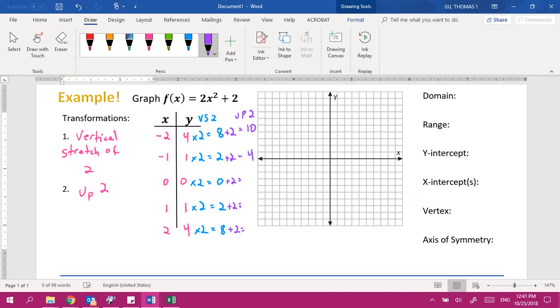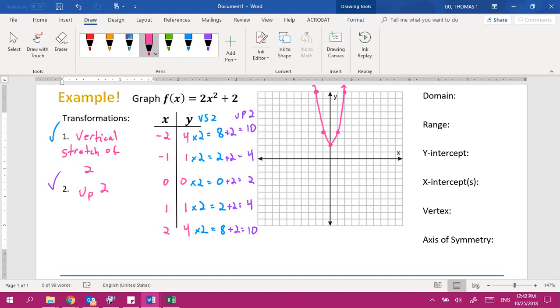And so my final y values are going to be what? 10, 4, 2, 4, 10. And so my graph is going to be at negative 2, 10, negative 1, 4, 0, 2, 1, 4, and 2, 10. Is that the final graph? Yeah, that's it. That's the final graph, because you took care of all your transformations, right? The vertical stretch and the up 2. Boom, there it is.